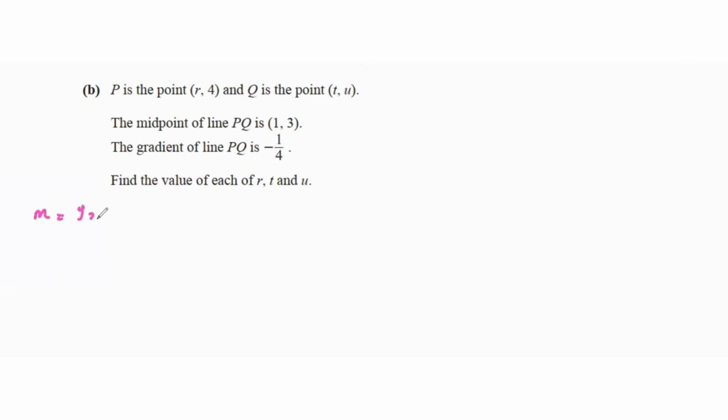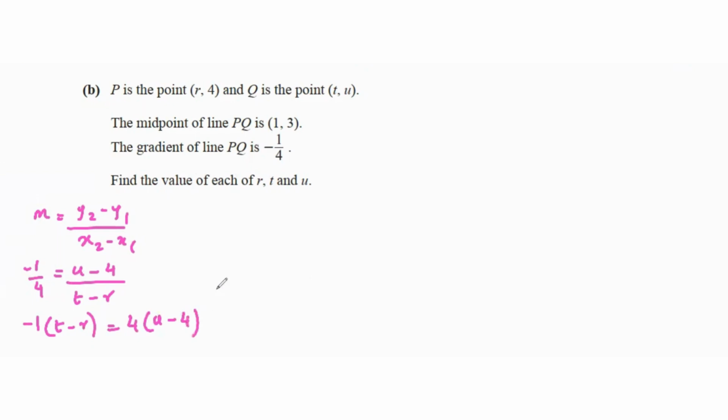Gradient has the formula of y2 minus y1 over x2 minus x1. Negative 1 over 4 would equal u minus 4 over t minus r. Cross multiply to get rid of the fraction. So negative 1 times (t minus r) equals 4 times (u minus 4), which is negative t plus r equals 4u minus 16. R equals 4u minus 16 plus t. Let's call this our first equation.